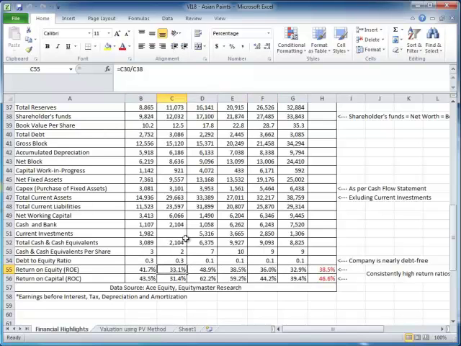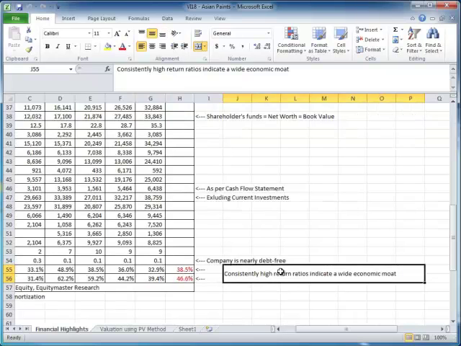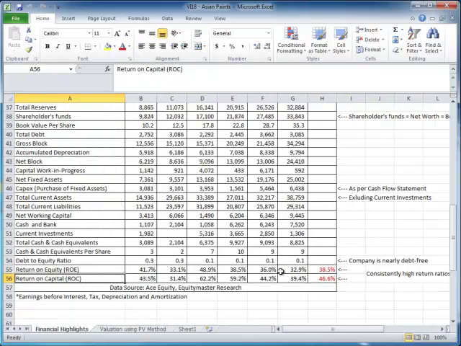And finally, we have return on equity and return on capital. And these are some very impressive numbers. If we look at return on equity, it's averaged at around 38.5% over the last 6 years. That's very strong. And it has been relatively stable, a little bit of a downward trend, but still very high. And the same thing for return on capital. This has also been extremely strong, averaging at 46.6%. So these very high return ratios for the company indicate a wide economic moat, right? This means the company has a very strong economic moat due to these very high ratios.